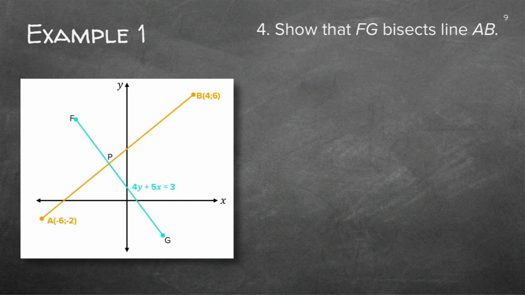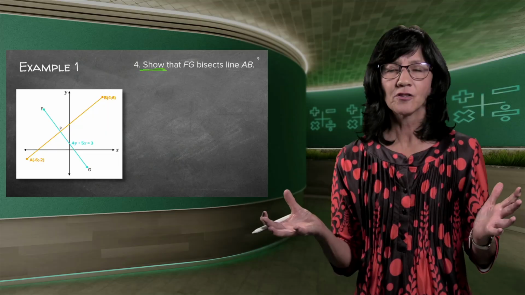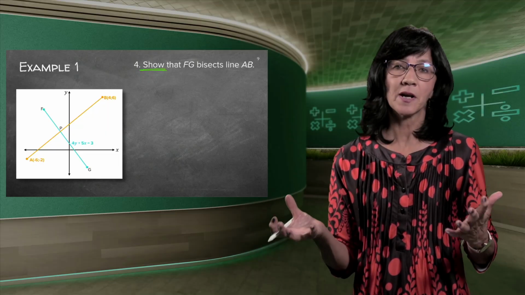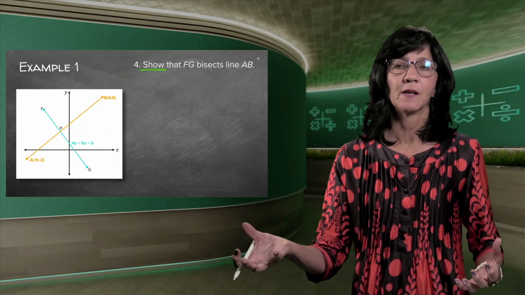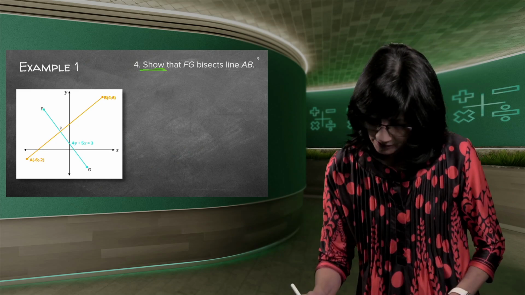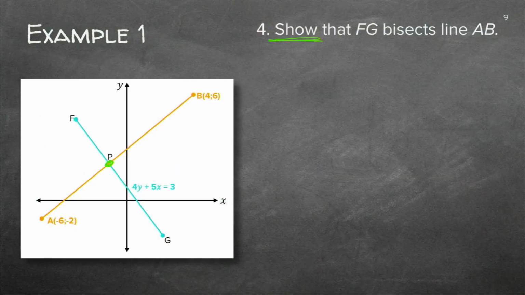Good. Next question. Again, show that FG bisects AB. What does bisect mean? Cut right in half. Bisect, bicycle, 2 wheels, cut in 2 pieces. And that is 2 equal pieces. So they want to know if this P does cut this line AB in half. So what are you going to do? You already worked out the coordinate of P. Remember it was minus 1 and 2. Now you're going to check if you work out the midpoint of line AB.